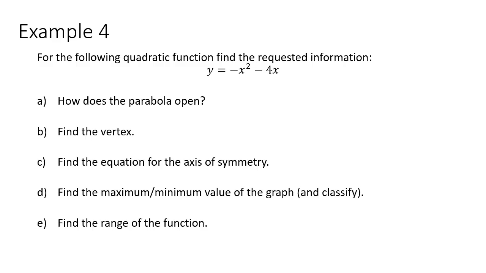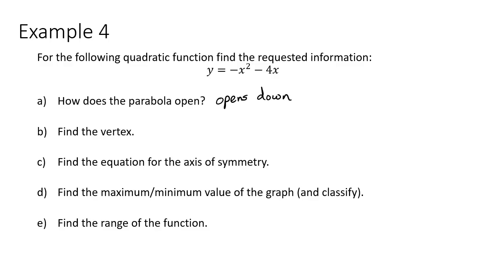So let's take a look at one final example. So once again, try pausing the video and see if you can find the answers to parts A through E of example 4. So starting with the way the parabola opens, the coefficient of the x squared is negative this time, so this is a vertical reflection. This one opens down.